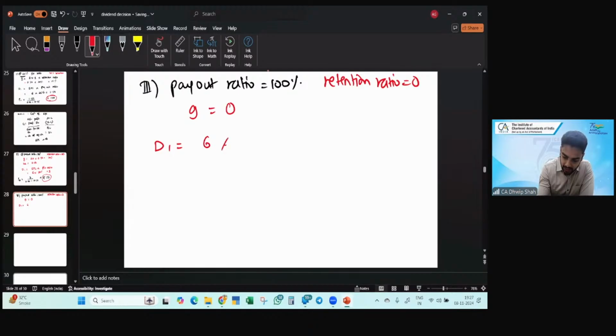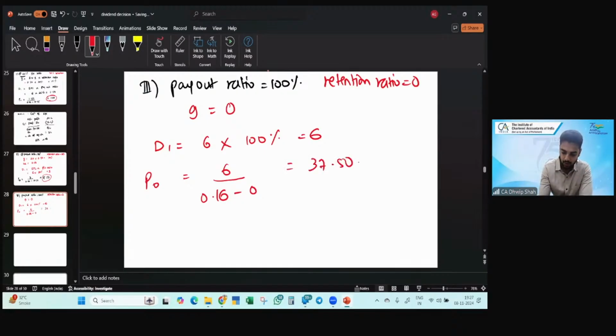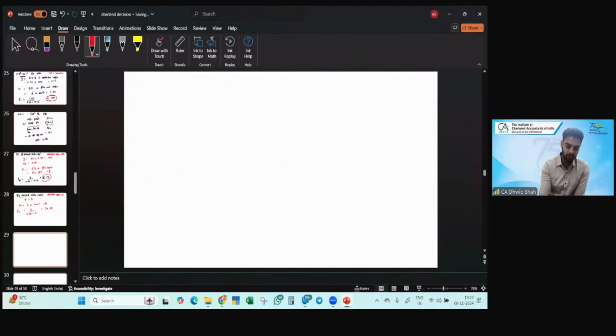In this case, my D1 would be earnings of 6 and payout ratio of 100%, so 6. So P0 is nothing but 6 divided by 0.16, and there is no growth. It comes to 37.5. Correct?